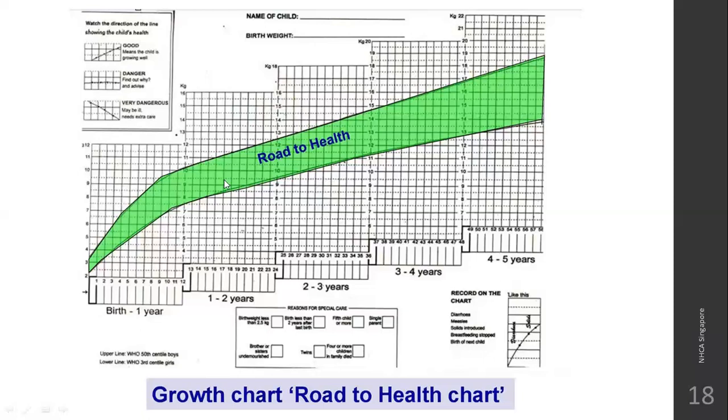So this is the growth chart or road to health chart. Every child should be in this green area. This green area is the normal area. It is called the road to health.